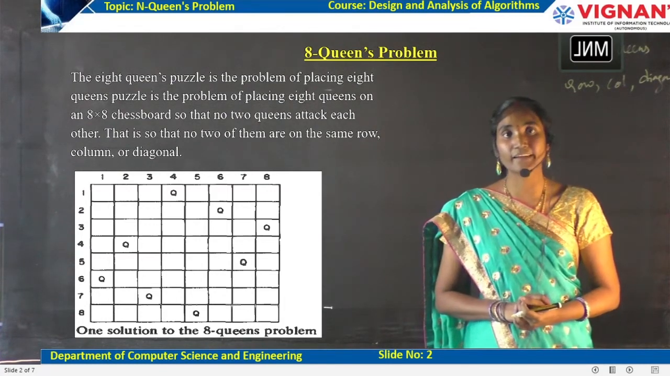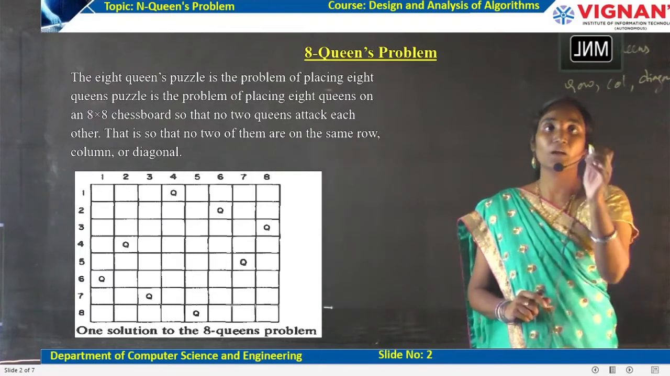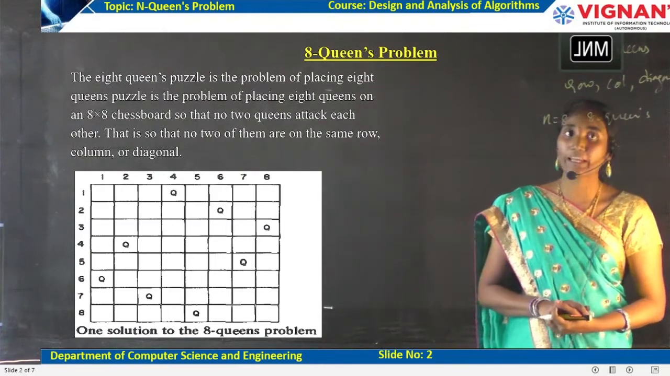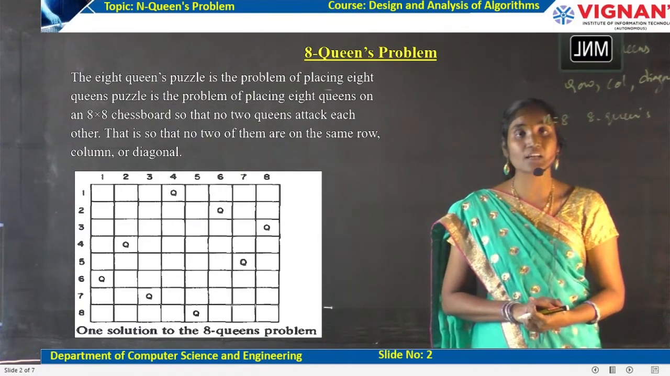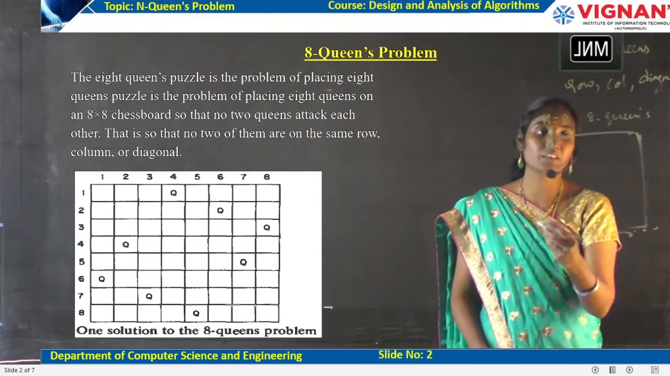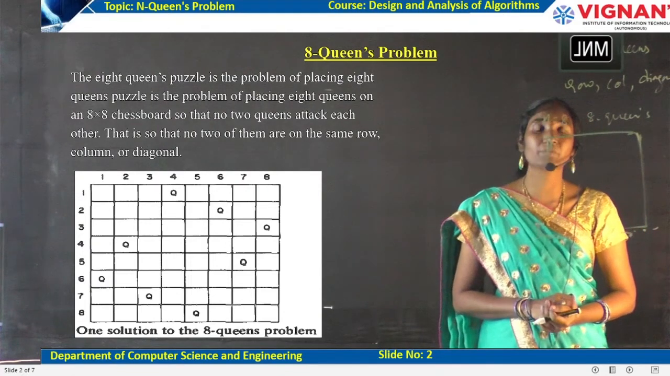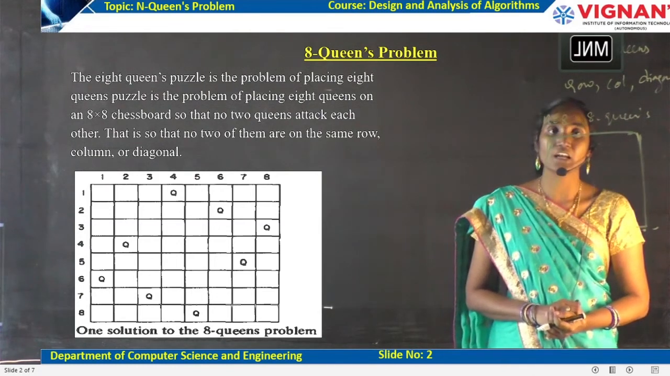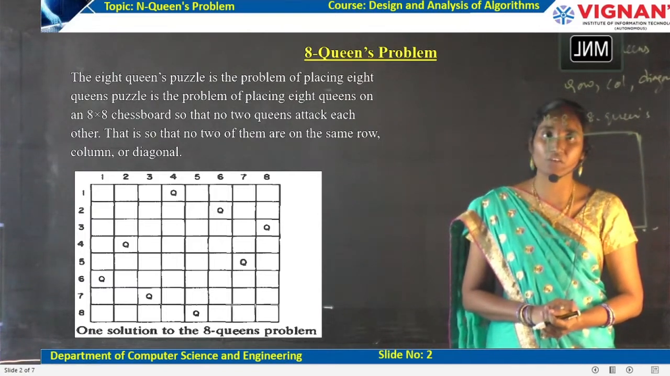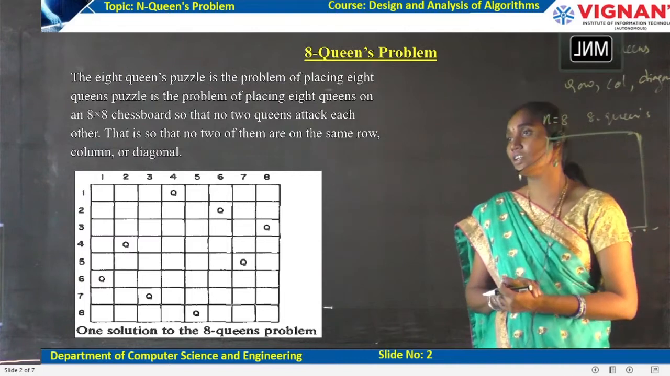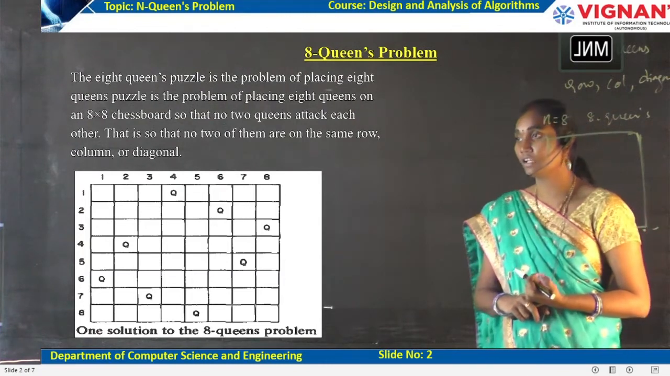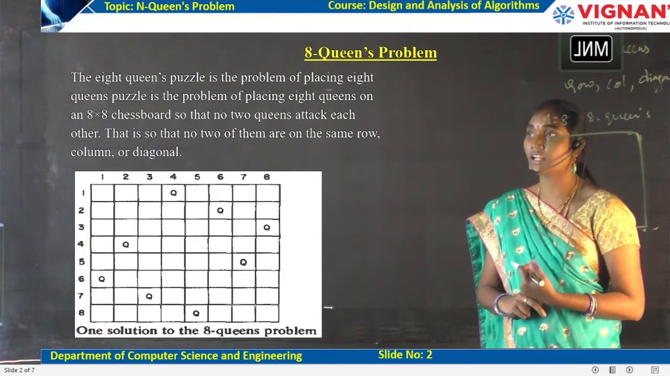Now let's see what the 8 queens problem is about. When n is equal to 8, this is the 8 queens problem. Here there are 8 queens, and I'll be given an 8 by 8 chessboard. I'm supposed to keep the 8 queens within this chessboard such that no two queens attack each other, either row wise or column wise or diagonal wise. In this figure I'm showing you one of the solutions of the 8 queens problem.